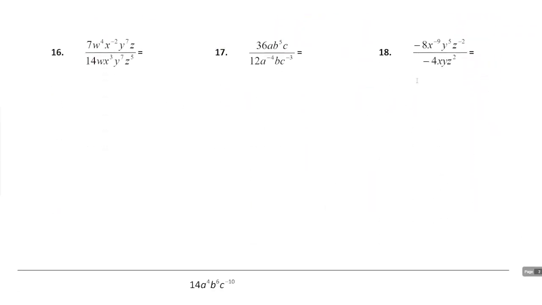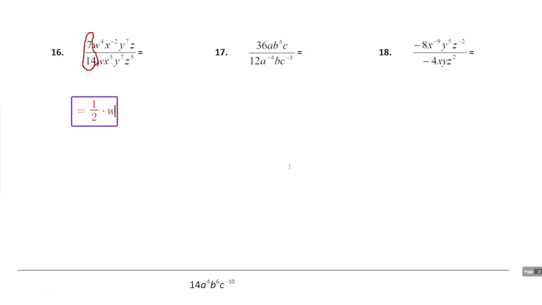All right, 16 through 18, we've got these huge fractions. And so what I think I'll do here is just simplify first the coefficients. So I'm basically going to take this one step at a time. So I'm going to compare these. I'm going to simplify this fraction. Then I'll look at my w's and my x's and so forth. So here we've got 7 over 14. This is going to reduce to 1 over 2.